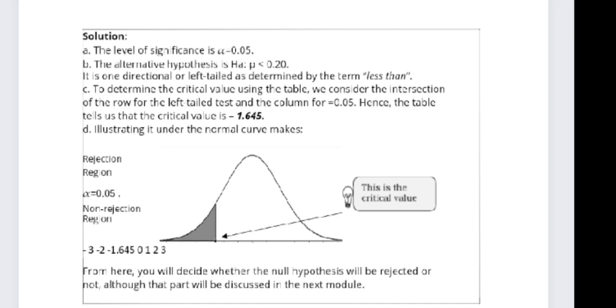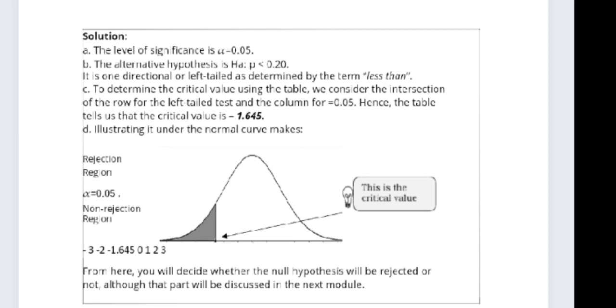Here in the solution is the illustration. As you can see, the critical value is on the left because it is a left-tailed test, so it is negative, less than. The critical region is on the left side. The illustration below shows where the critical value should be.